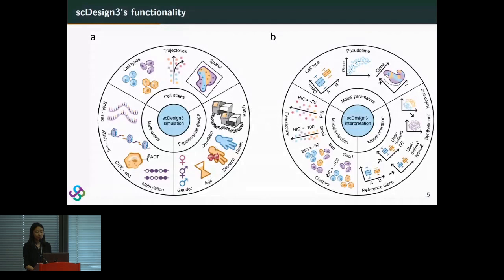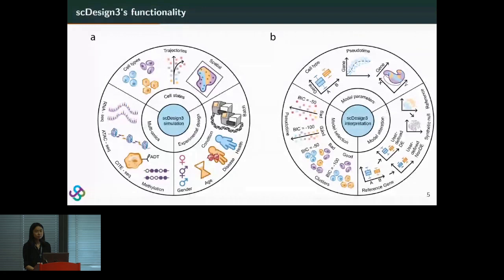The right part is about interpreting real data, which means that using the model parameters, we can check whether a gene has the same mean or different means between two cell types, how a gene's mean expression changes along a trajectory, or how a gene's mean expression changes in two-dimensional space.